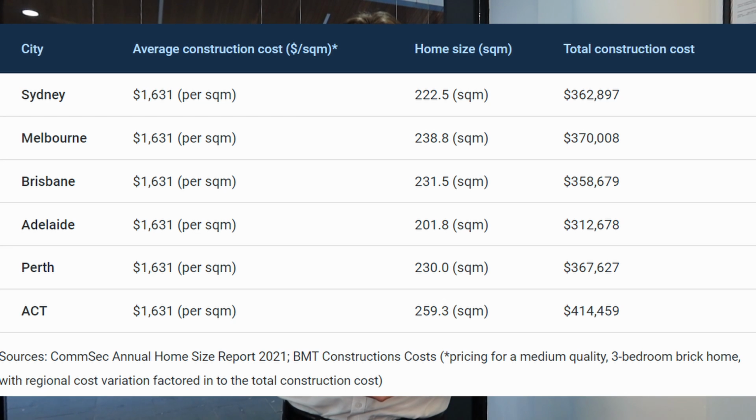An analysis of housing costs by the CommSec 2021 Home Size Report depicts the total construction cost per square metre in Australia. As evident, the availability of land in less population dense areas results in overall more expensive construction costs due to additional area.